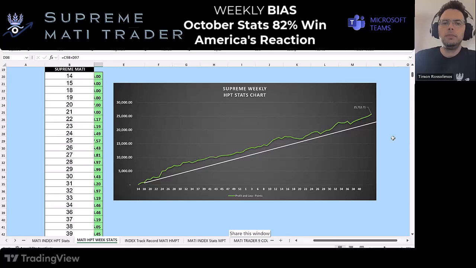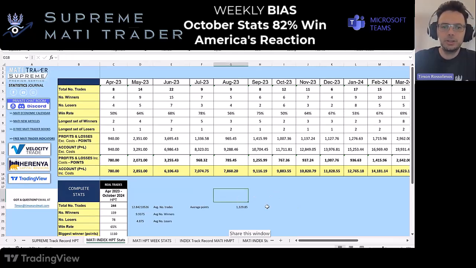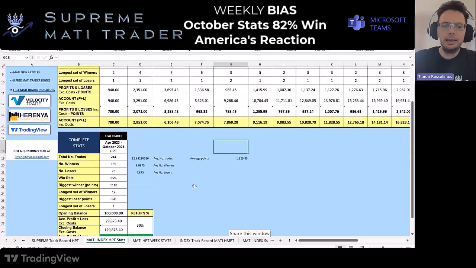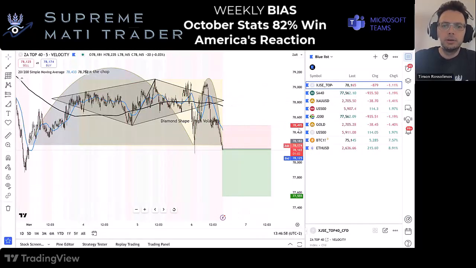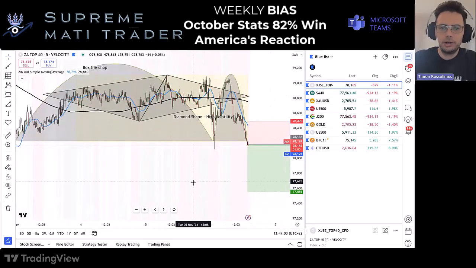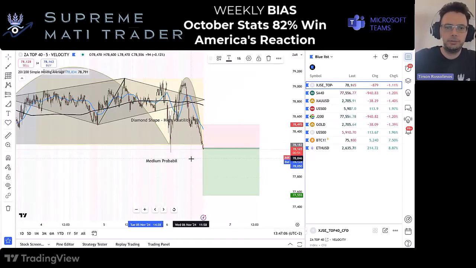So I'm very happy with how things are going with high probability trades, with the stats, with the week. I'm edgy right now with the US elections. So anything can happen, but I'm going to continue watching. All right. Great. Let's see what's going on here. So you can see this would be a medium probability trade.